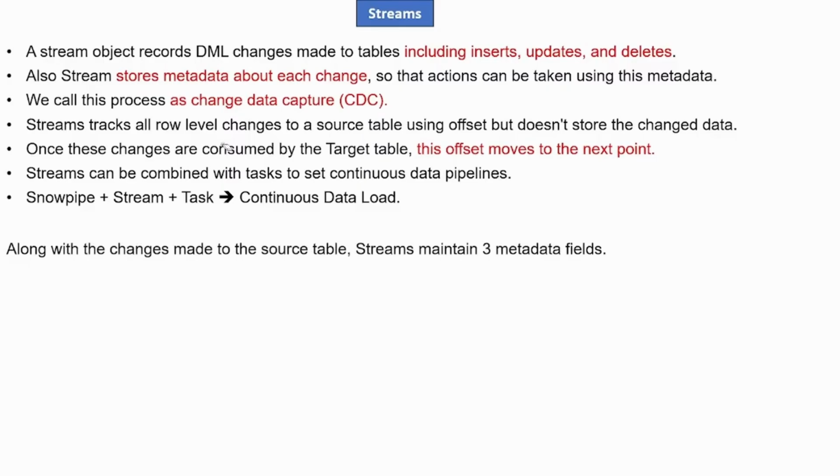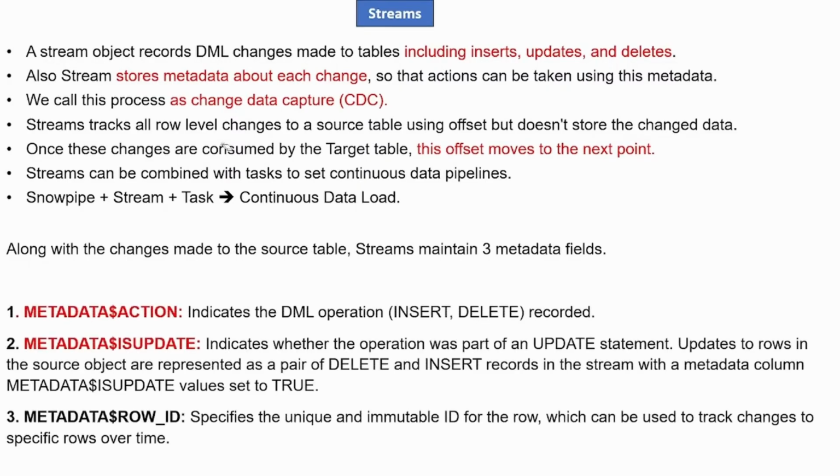Along with the changes made to the source, a stream maintains three metadata fields as well. Those are metadata action, metadata is update, and metadata row ID. Action indicates whether the DML operation is an insert or delete operation. Whenever you are doing something on the source table, it reflects into the stream in the metadata action column. If you are doing an update, it will reflect as either true or false. The same way, it maintains a unique and immutable ID for the row, which we call the row ID, and this is used to track the changes for specific rows over time.